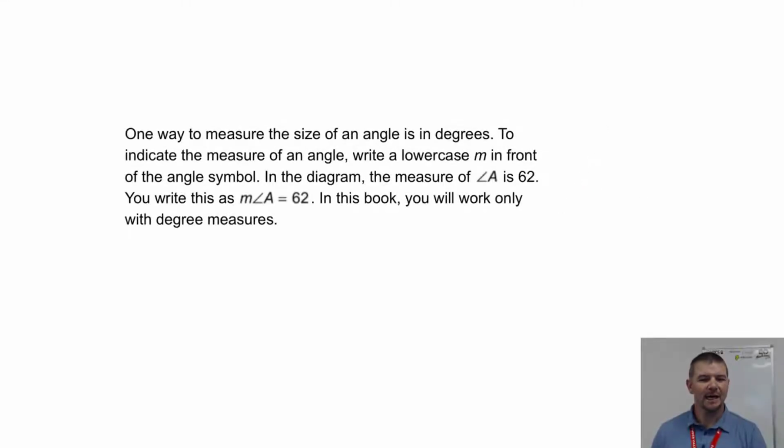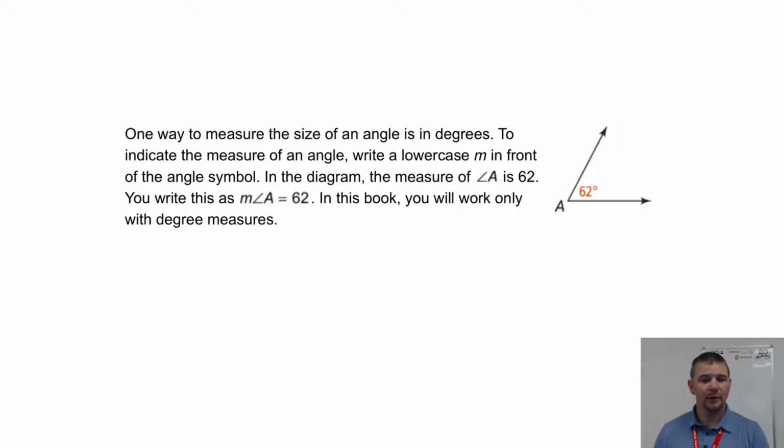One way to measure the size of an angle is in degrees. To indicate the measure of an angle, write a lowercase m in front of the angle symbol. In the diagram, the measure of angle A is 62, or 62 degrees. You write this as m angle symbol A. We read it as the measure of angle A. Again, in this case, that's equal to 62.